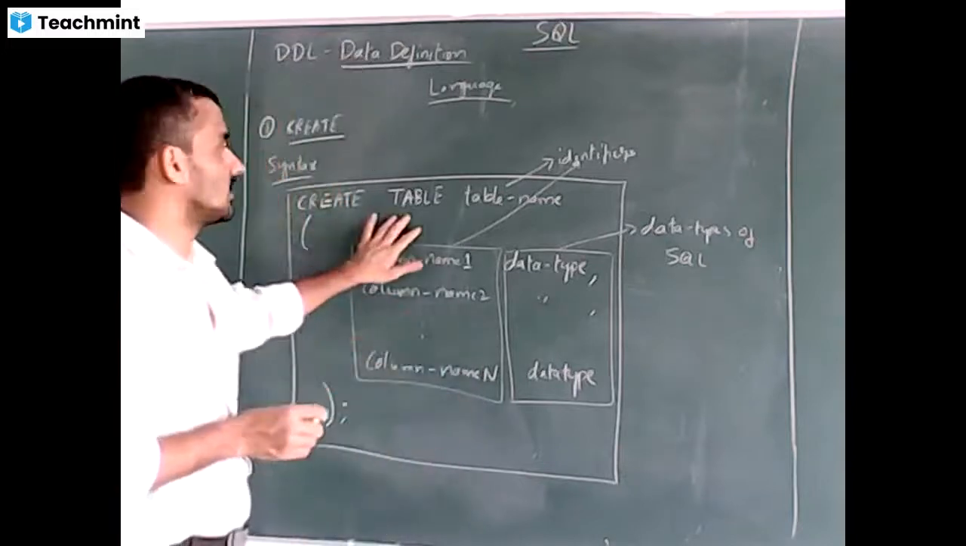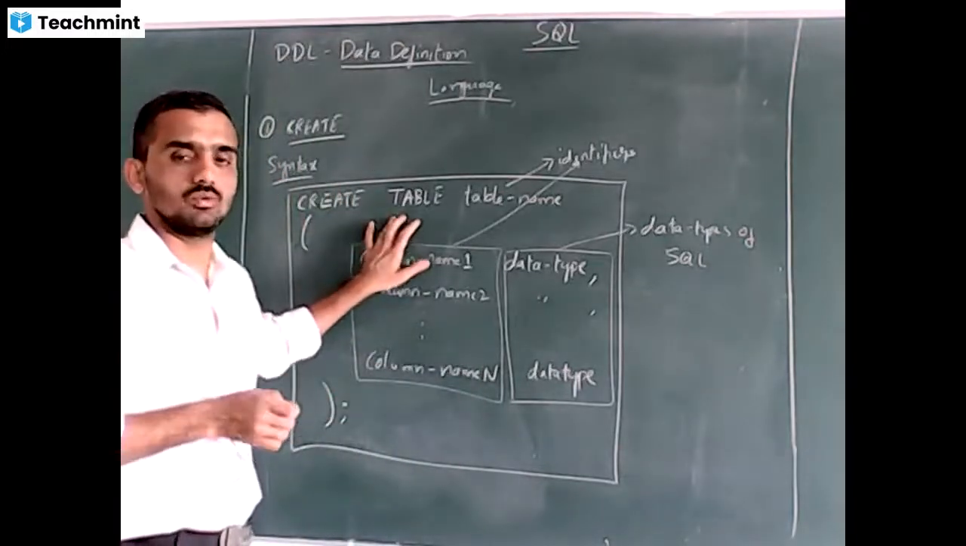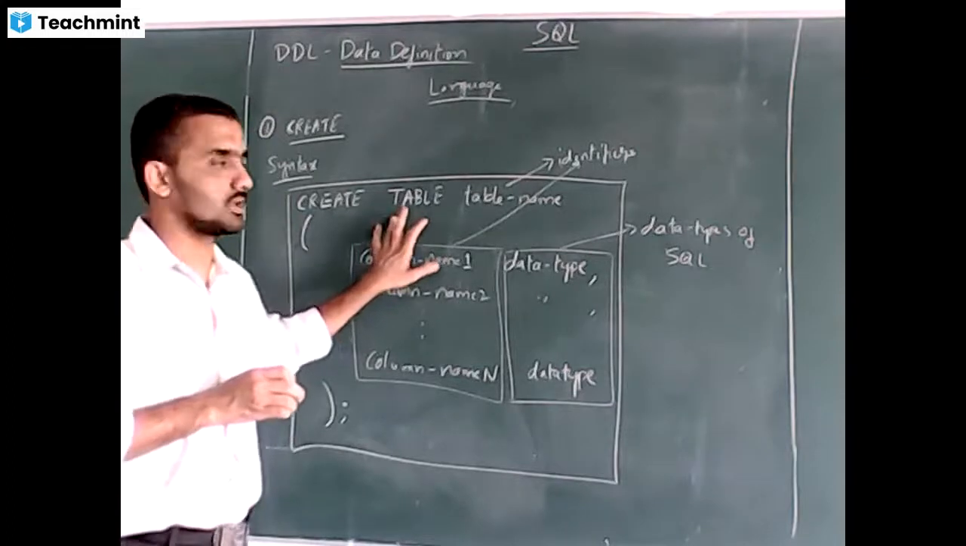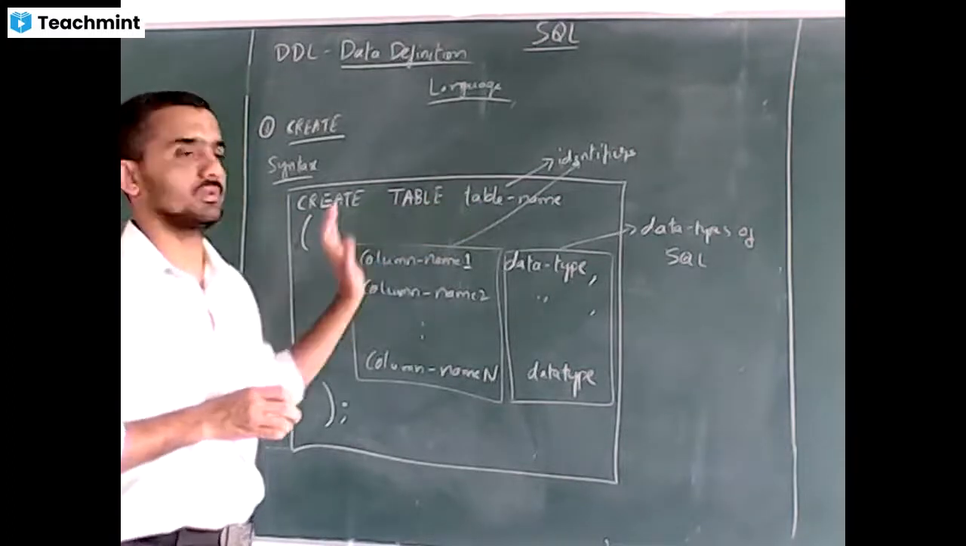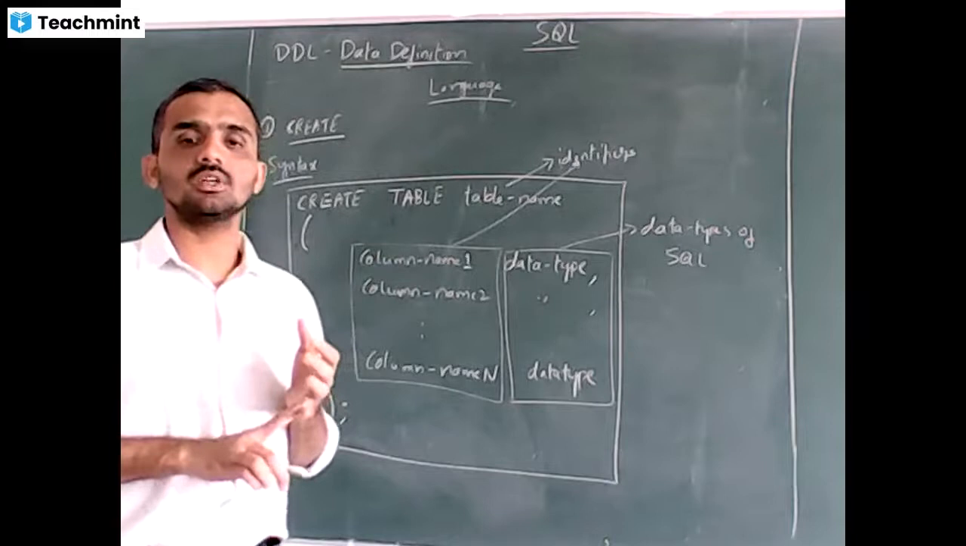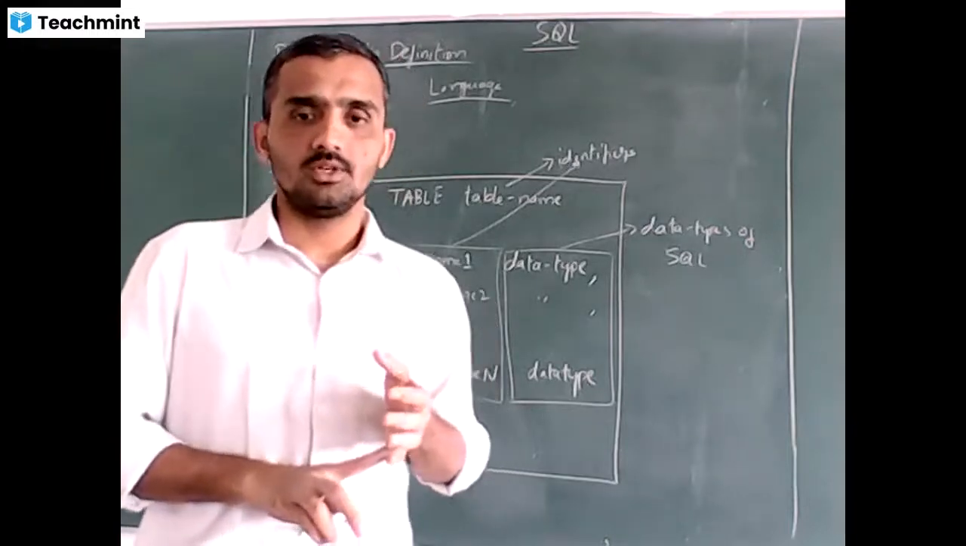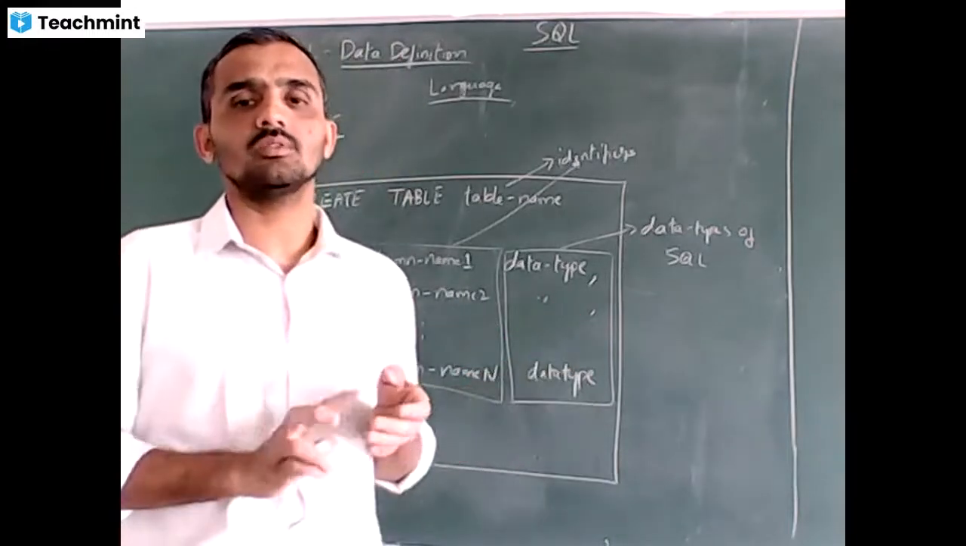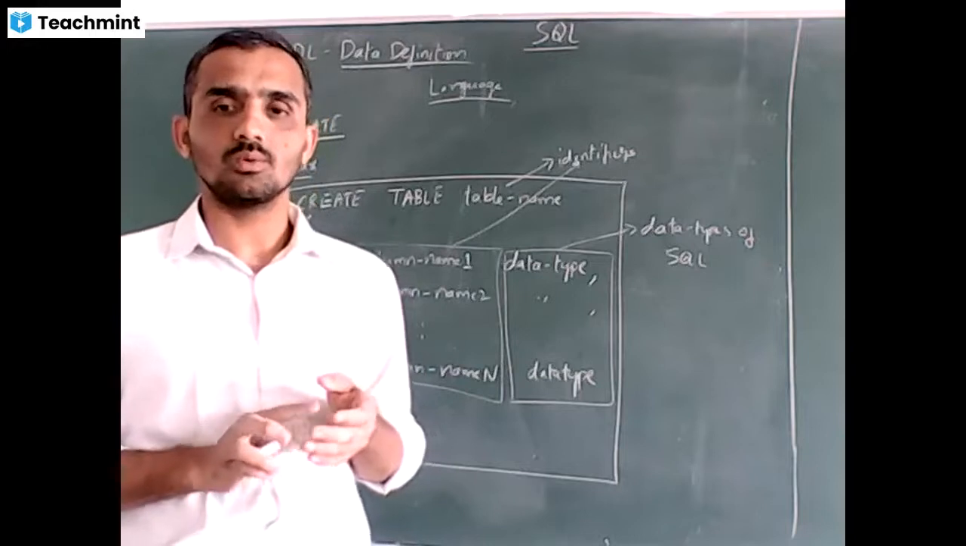Create and table are keywords. So we know the keyword concept: words which have a predefined meaning in a programming language. Table name and column names are identifiers. Identifier is the name given to a programming element. So here, for an SQL programming element, we are giving the name. So how to give the name for a programming element?